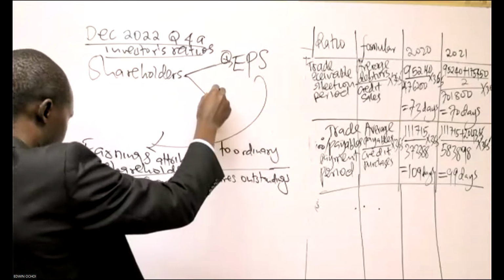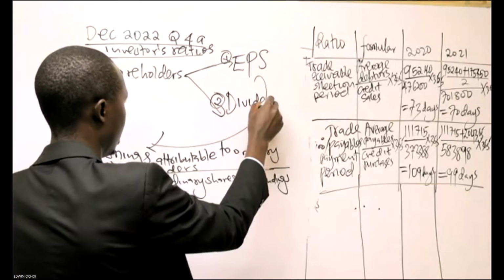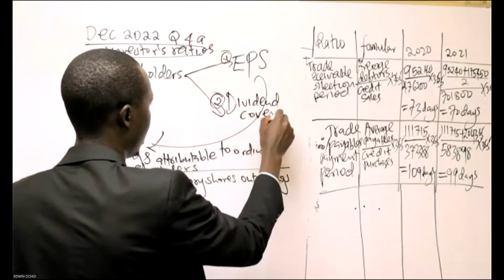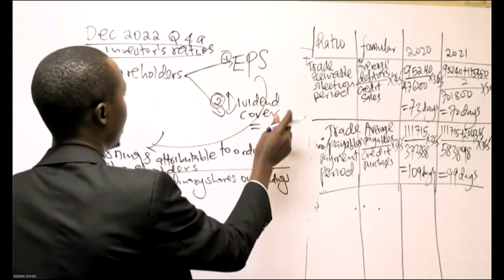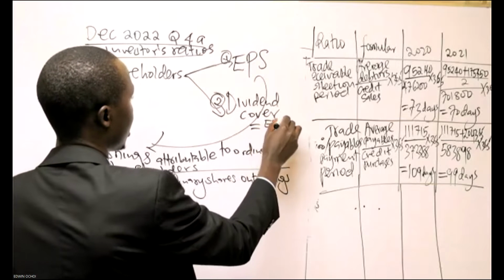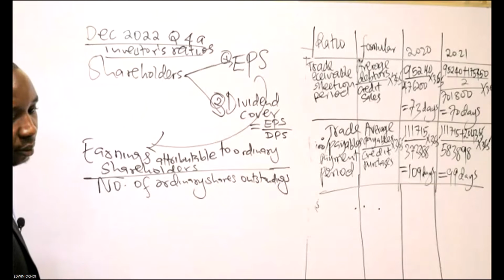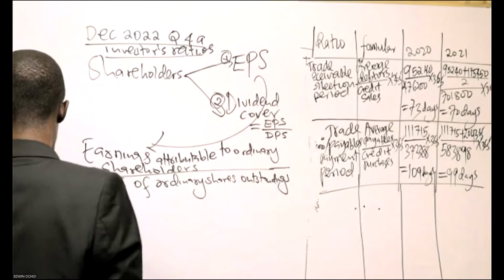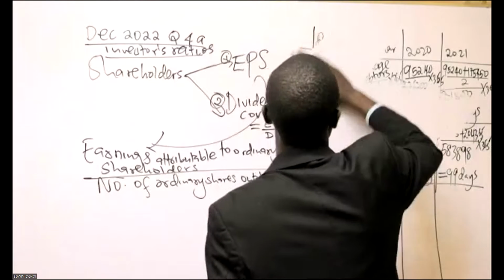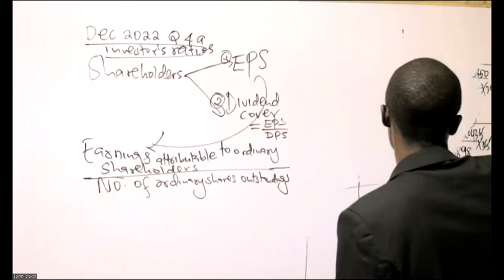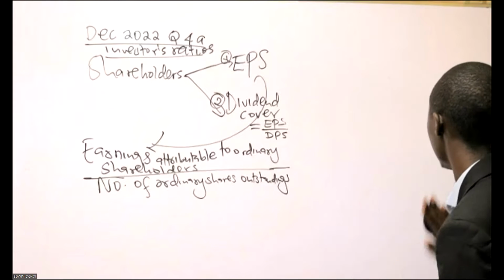Number two, I will ask you to do the dividend cover. Dividend cover is EPS over DPS. I have done this question, so your work is just to watch. I'm just trying to make it more specific.